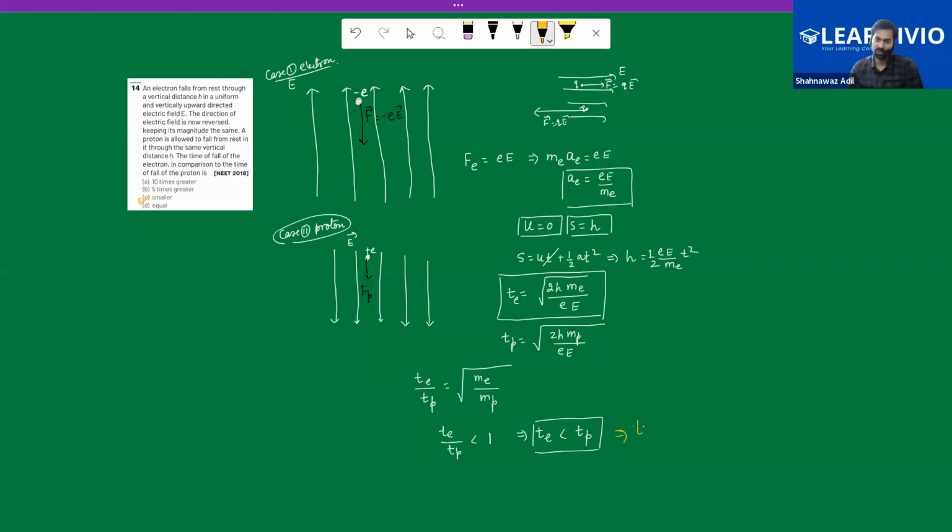So the electron will take less time to cover distance H as compared to the proton.